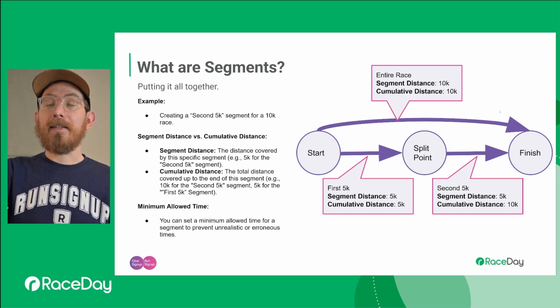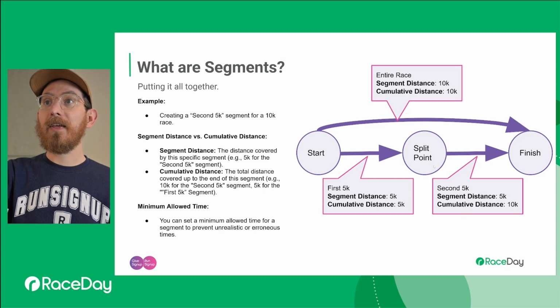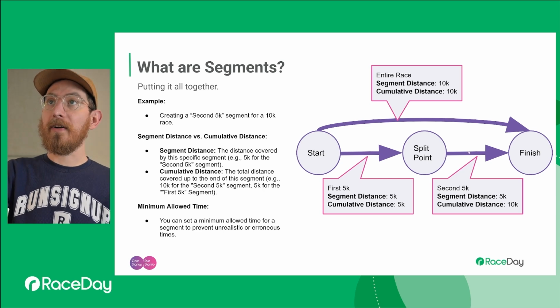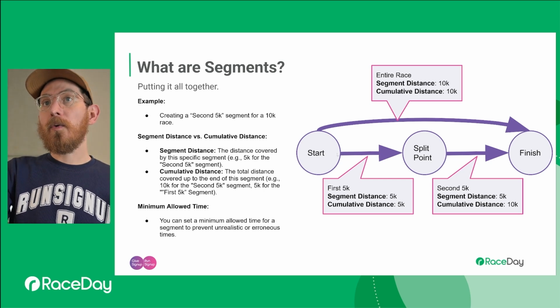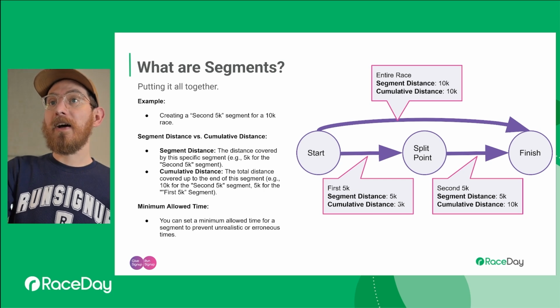Basically, let's say you have a split point out on course and it's a 10K and there are two segments within it. So there's a first 5K and a second 5K. Now, there's also the entire race, which is a 10K. So a segment could be defined as the start location to the split point location, and that would be your first 5K. And that would have a segment distance of 5K and a cumulative distance of 5K.